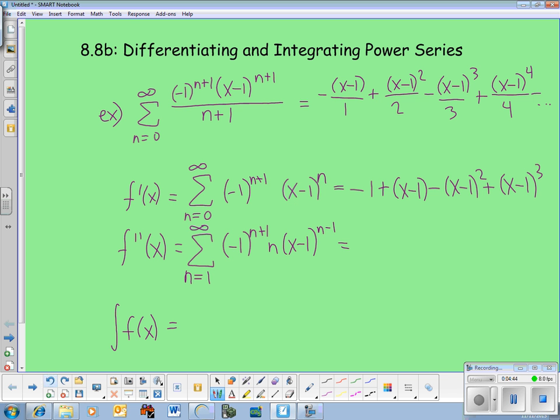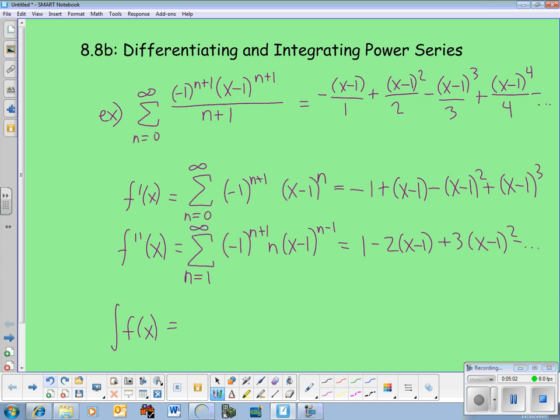Going term by term, we should get 1 minus 2 times (x minus 1) plus 3 times (x minus 1) squared, and so on. And that's what I would get from plugging into my current formula.